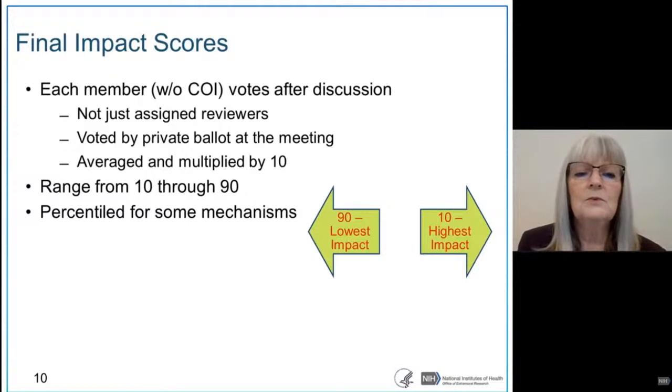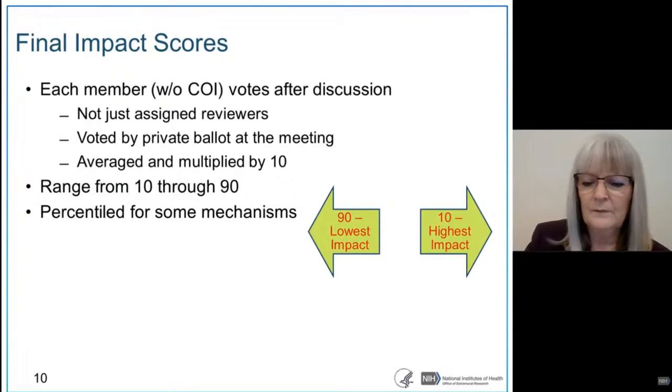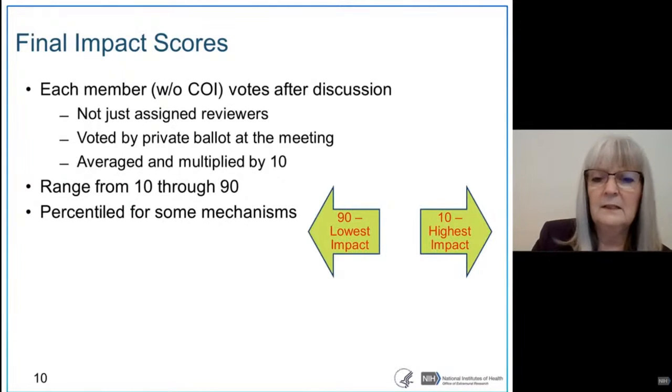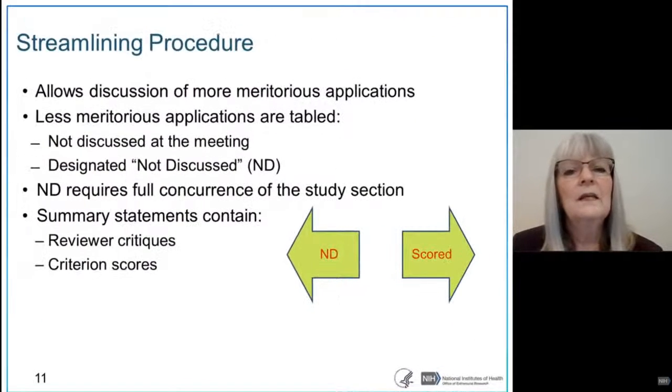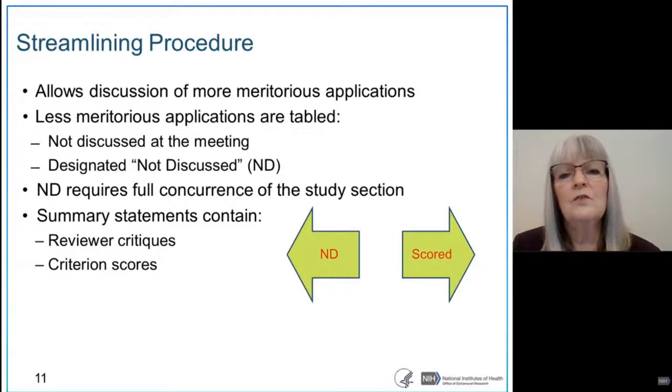For some mechanisms, we have a process to percentile the scores to normalize them across different study sections. So 10 is highest impact, 90 is lowest. Now I mentioned that the numerical score would result if the application had been discussed. So this refers to the streamlining procedure, which allows discussion of the more meritorious applications at the study section.